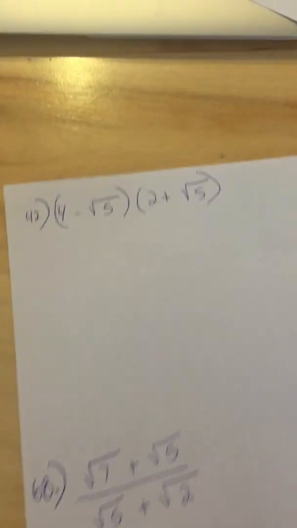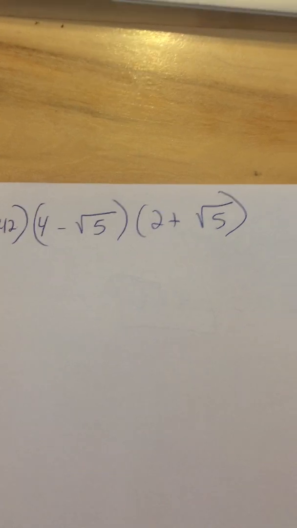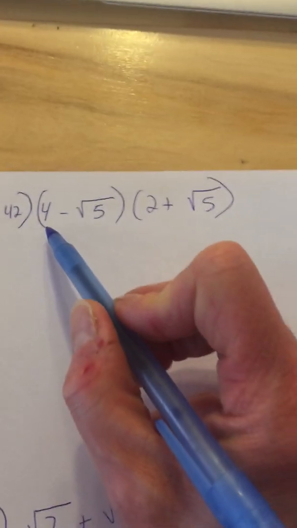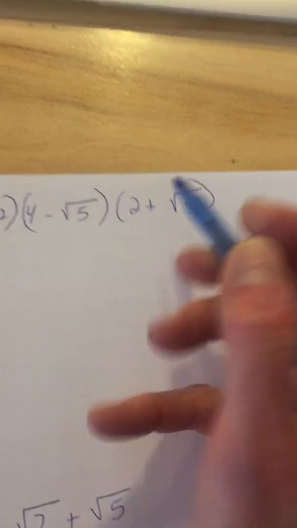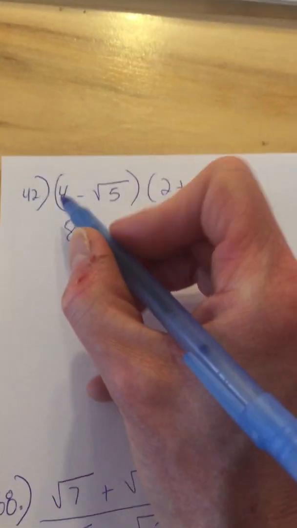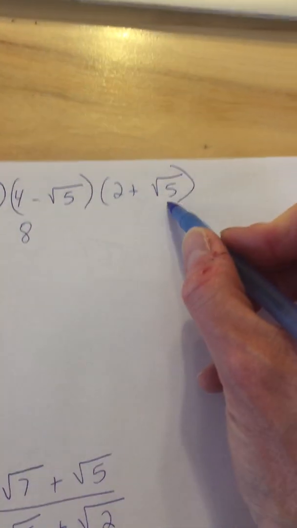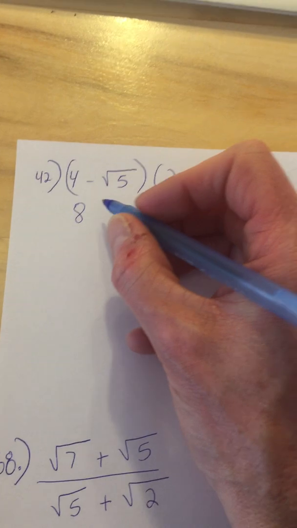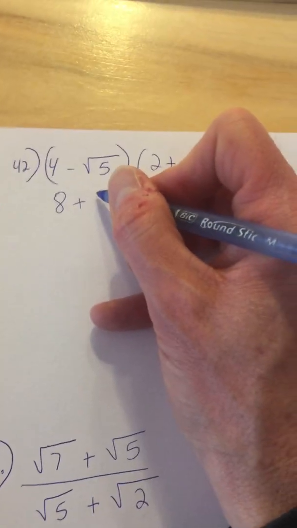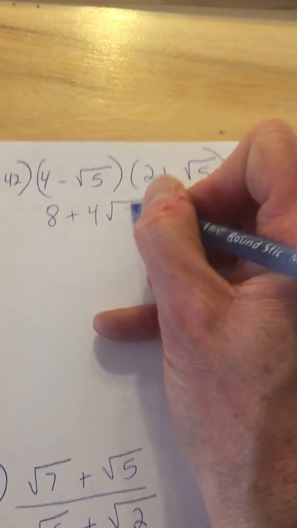So that's good. Now I'm going to distribute this because I need to multiply. So first I'm going to multiply by the 4. So 4 times 2 is 8. And then I'm going to multiply this 4 times this positive root 5. And I'm going to get plus 4 root 5.